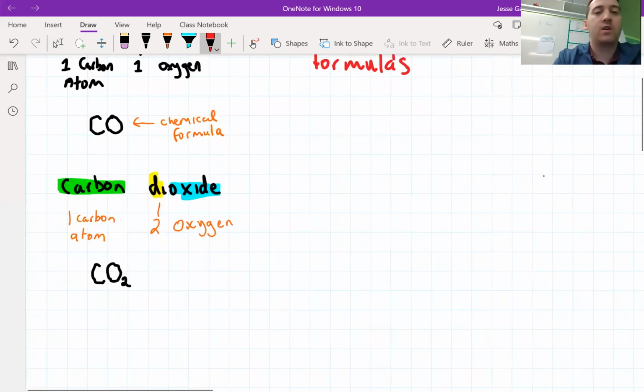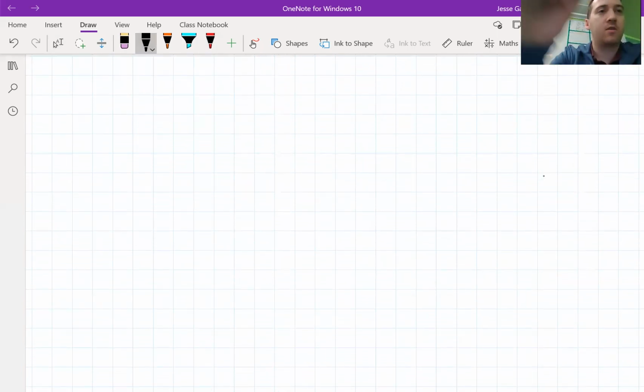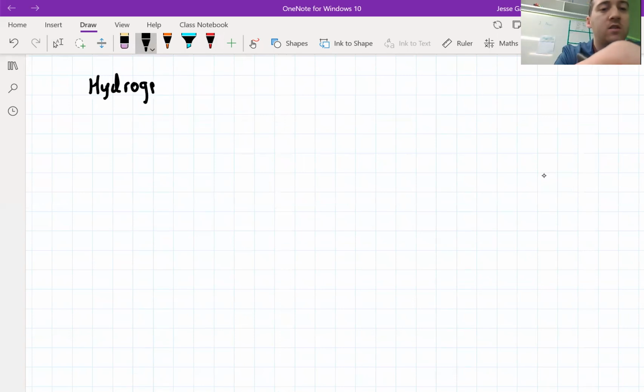All right, we're going to do a couple more now. This time we're going to look at this substance. Its name is hydrogen chloride. First of all, what's in here? Well, obviously, we've got this word here, hydrogen, so we've got one hydrogen atom.